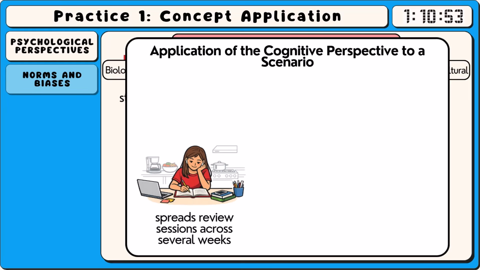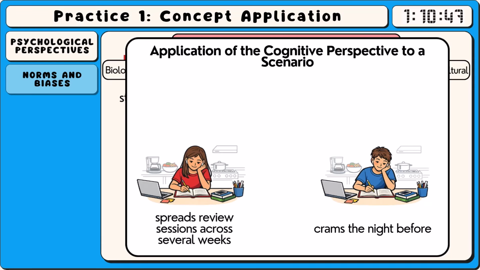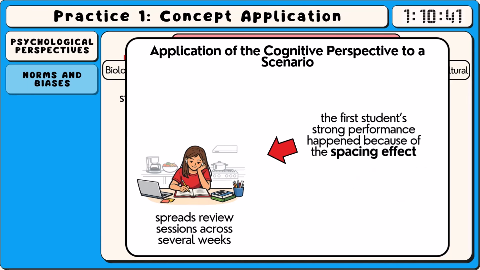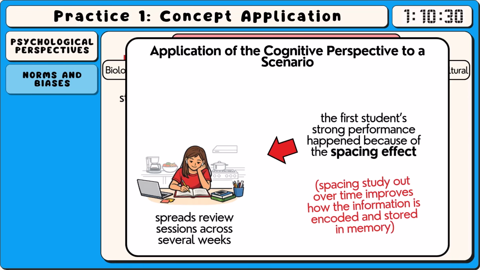Imagine a study where one student spreads her review sessions across several weeks leading up to the AP Psych exam, while another just crams the night before. The student who spread the review sessions out got a better score in the exam. You could look at this scenario and explain that the first student's strong performance happened because of a concept from the cognitive perspective called the spacing effect. This effect states that spacing study out over time improves how the information is encoded and stored in memory.